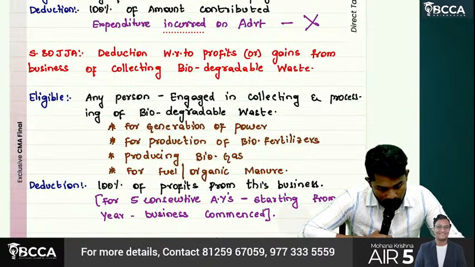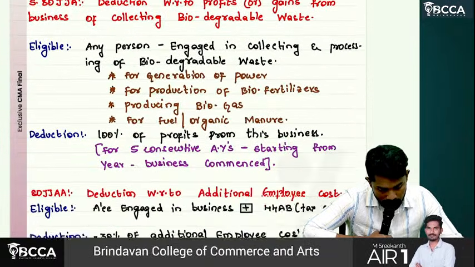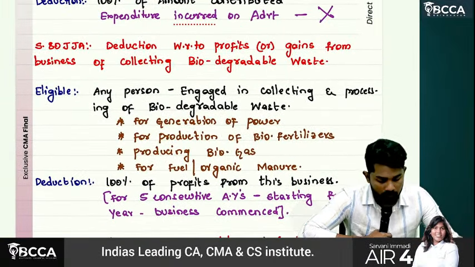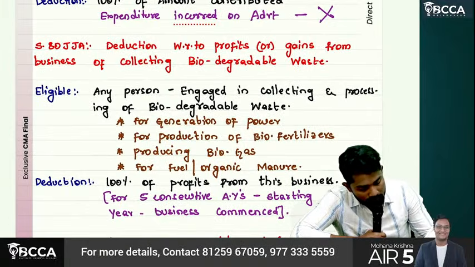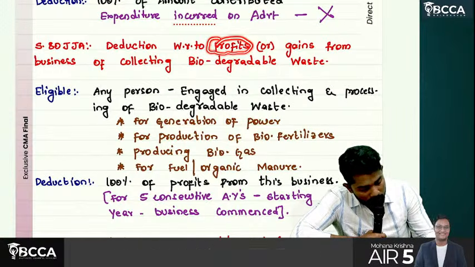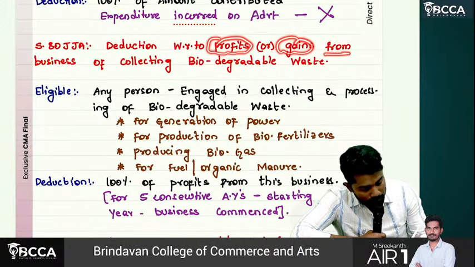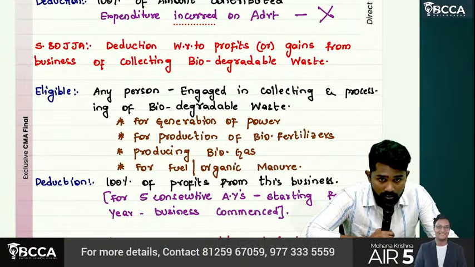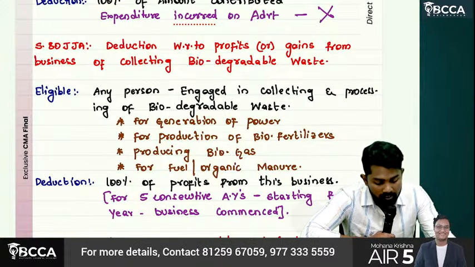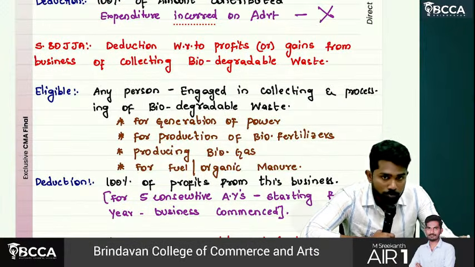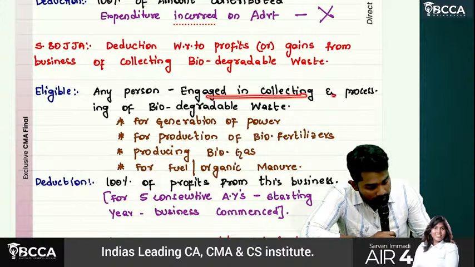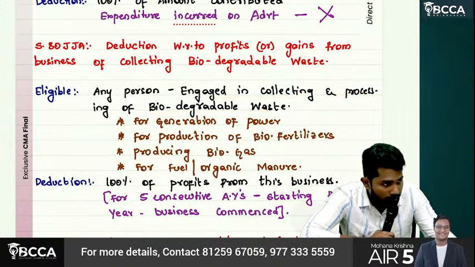So next one, sir, we are moving on to 80JJA. Deduction with respect to profits or gains from business of collecting biodegradable waste. So the business is what, sir? Collecting this biodegradable waste. So any person engaged in collecting and processing of biodegradable waste.